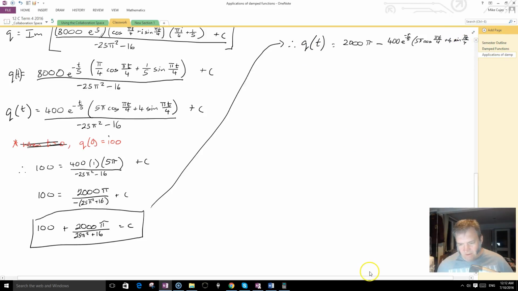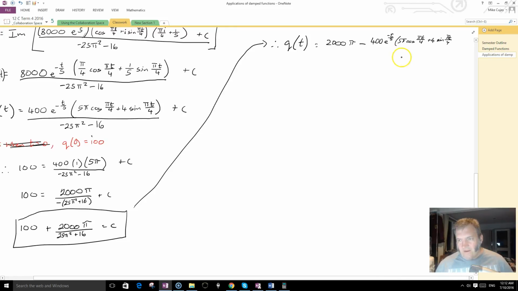I could just come down here and drag it across, but it's kind of annoying to do that. So that's that bit. This is all over 25 pi squared plus 16, but we still haven't got this 100 there, do we? So I now need to add 100.